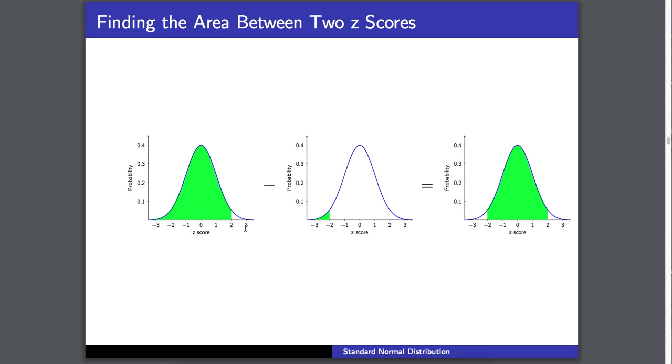So notice that the area to the right of 2 was not shaded. We're subtracting out the area to the left of negative 2 that they have in common, so that is not shaded as well. That's the idea behind it.